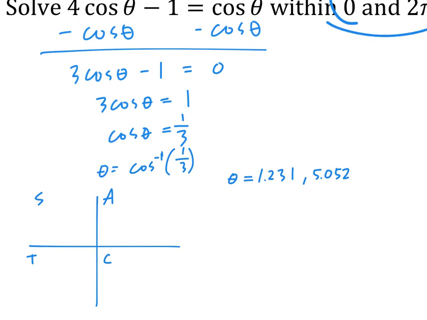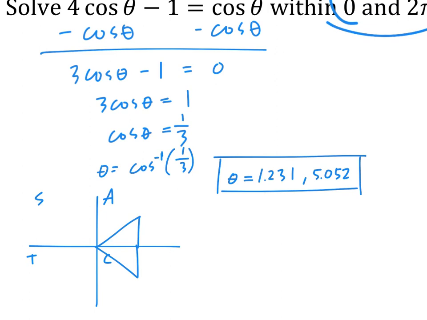All right, here are the answers. They don't want all angles, just between 0 to 2 pi, so there are only 2 answers. So where is cosine positive? That's going to be here and here. And so when you use the calculator, it gave you a positive number, so it has to be this one, 1.231. This, by symmetry, has to also be 1.231.